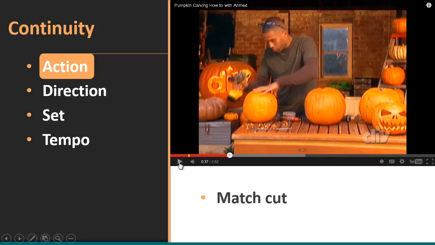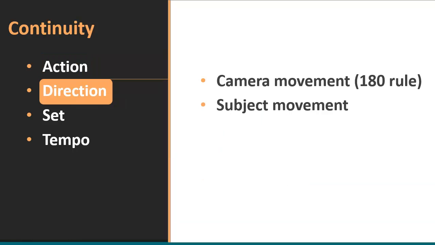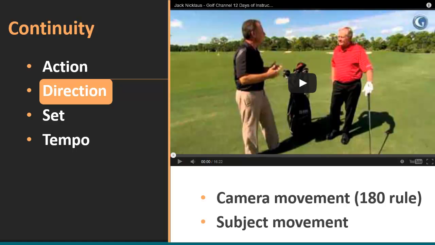Okay, and obviously by now we all know the match cut very, very well, so I'm not going to dwell on that too much. Okay, let's move on to continuity of direction. We remember a lot of this from our study of the 180-degree rule. And that dealt mostly with camera placement, and related to that is camera movement. We can also move a subject in the screen, and I want to show you an example that does both of these. Take a look at this Jack Nicklaus training video.